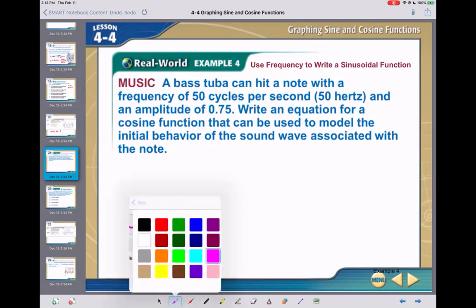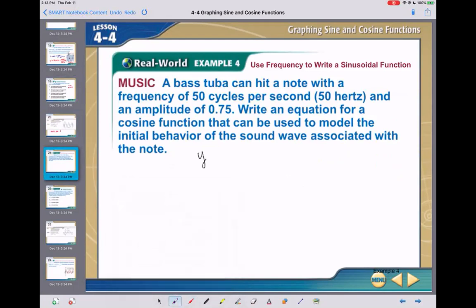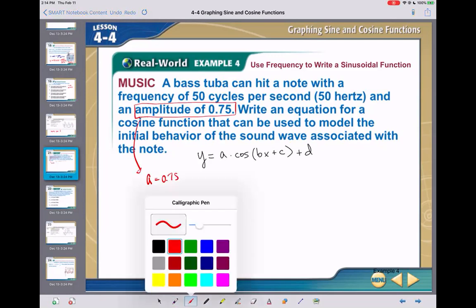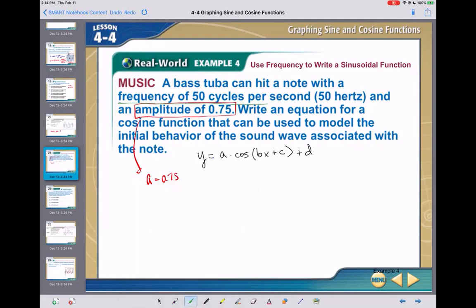Okay, so let's start with the basics. Here's what I know about basics. The sinusoidal function, that's the name for cosine with its transformations, base model looks like this. They told us specifically amplitude is 0.75. That is always your A. Okay, so we got that part of the answer. They also mentioned we have a frequency of 50 cycles per second, or 50 hertz.